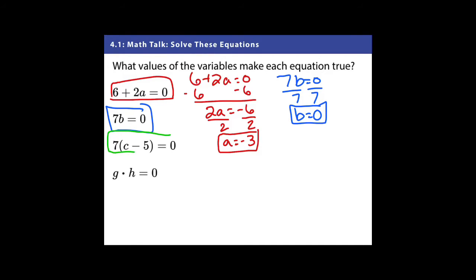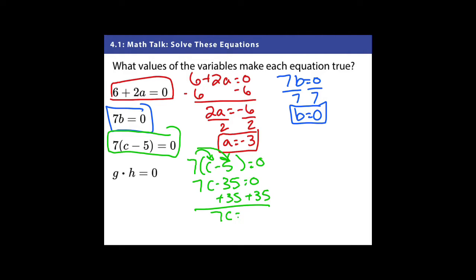For the third one, there's two ways to do it. So if you do 7 times the quantity c minus 5 equals 0, and you multiply both these out, you get 7c minus 35 equals 0. And then add 35. 7c equals 35, divide by 7, you get c equals 5.